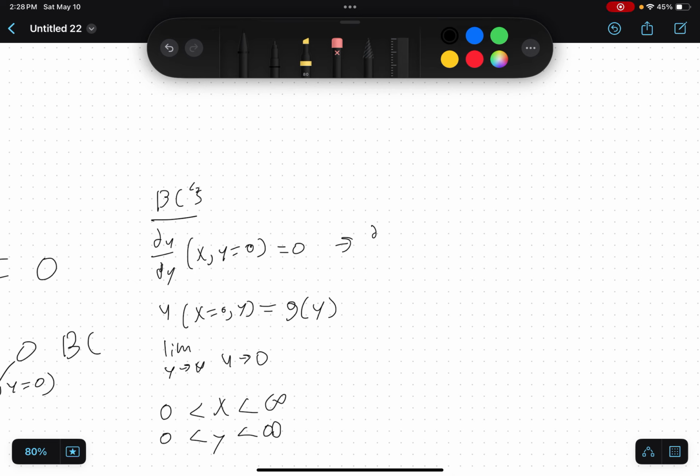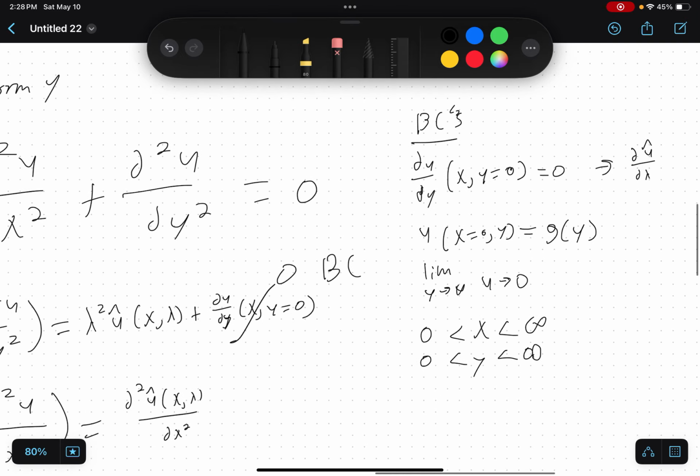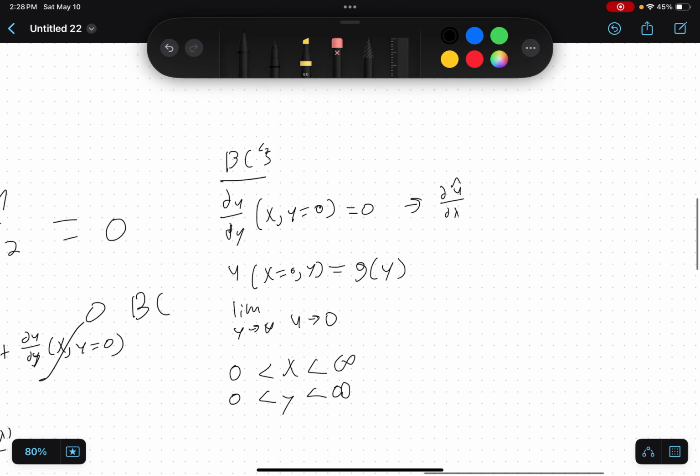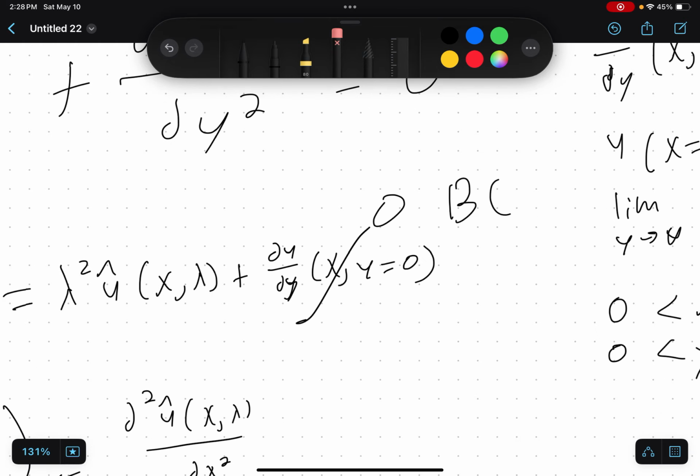So this transforms into d. What would it transform into? Yeah. And I think this should also be lambda.